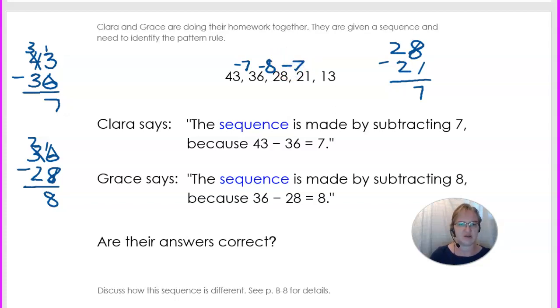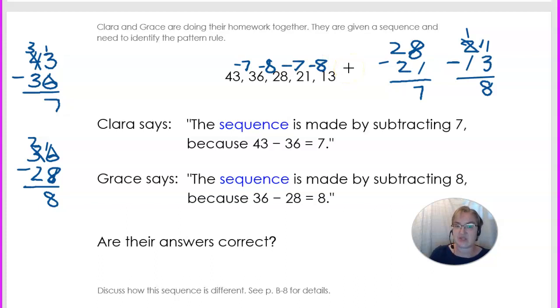21 minus 13. Let's try that one. 21 minus 13. Again, we're going to have to borrow. 11 minus 3 is 8. 1 minus 1 is nothing. So here we're subtracting 8.